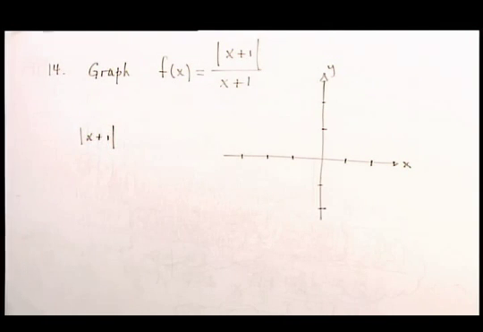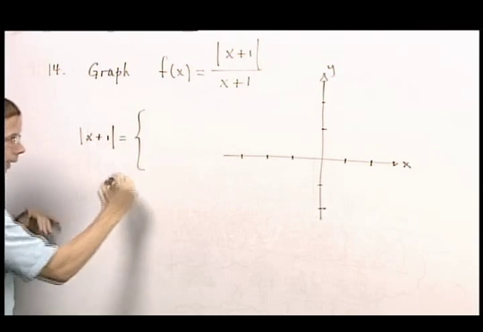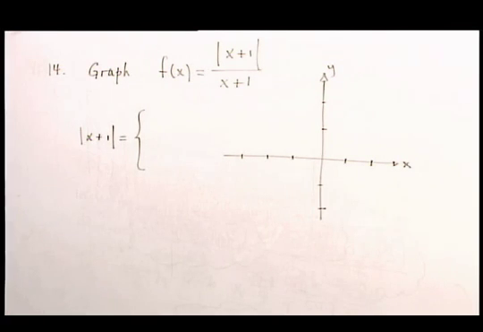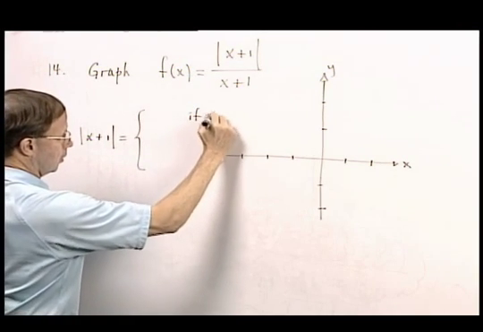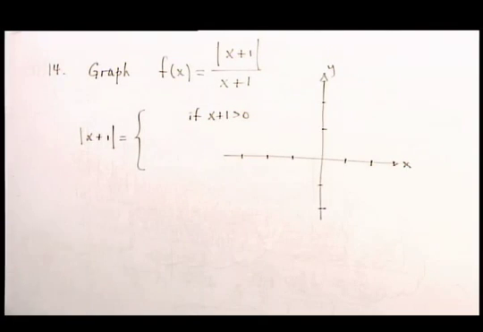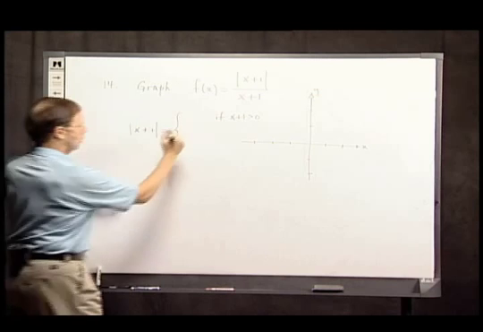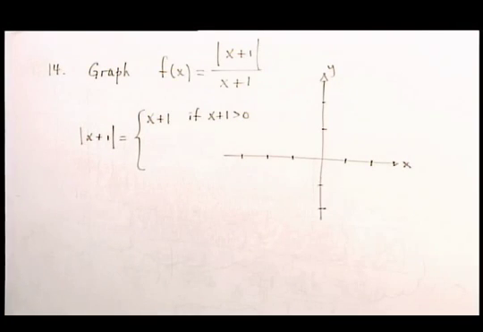is treated one way if x plus 1 is positive. Well, if it's positive, the absolute value is simply it. But it's treated entirely differently if it's negative.